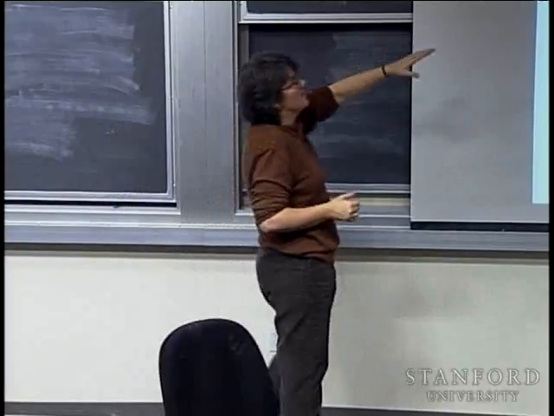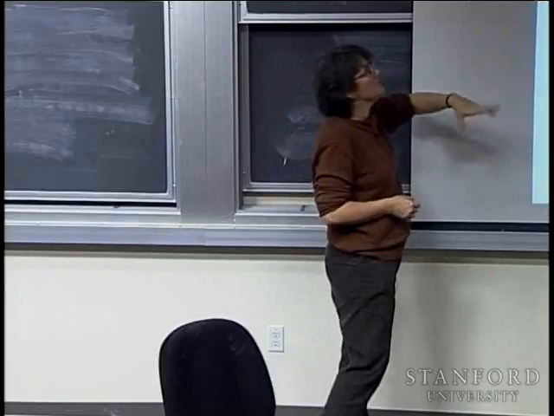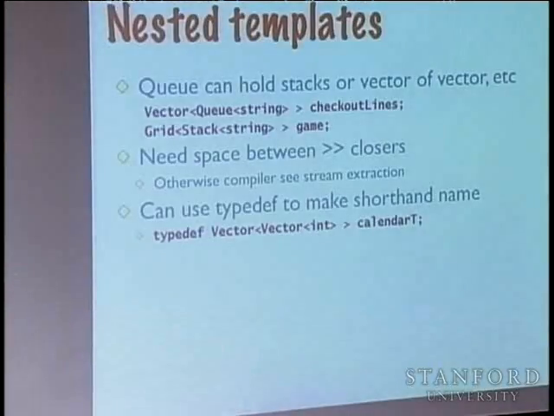So we just layer them on top of each other. We can make them as deep as we need to. It's not often they need to go past probably 2 levels, but you can build vectors of vectors of vectors and vectors of queues of stacks of grids and whatever you need to kind of get the job done.